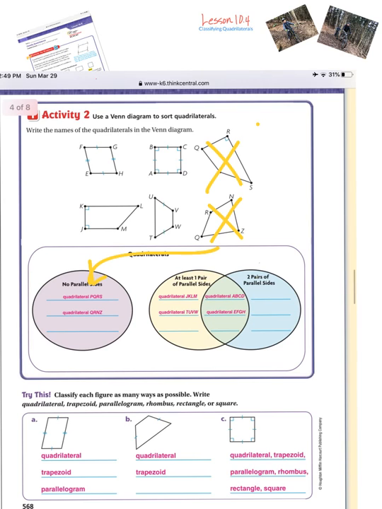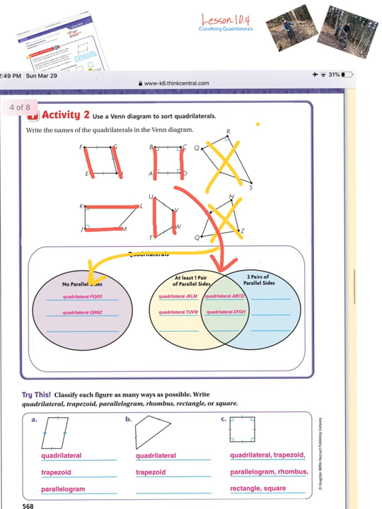Now you're asked to find at least one pair of parallel sides. Well, I see that all of these have at least 1 pair, right? All the ones that are left, those are the pairs of parallel sides. I could say that's 1 pair, and this is 1 pair of parallel sides. Now, the only thing is that we have a little overlap over here, and the overlap is for any that have at least 1 pair of parallel sides and 2 pairs of parallel sides.